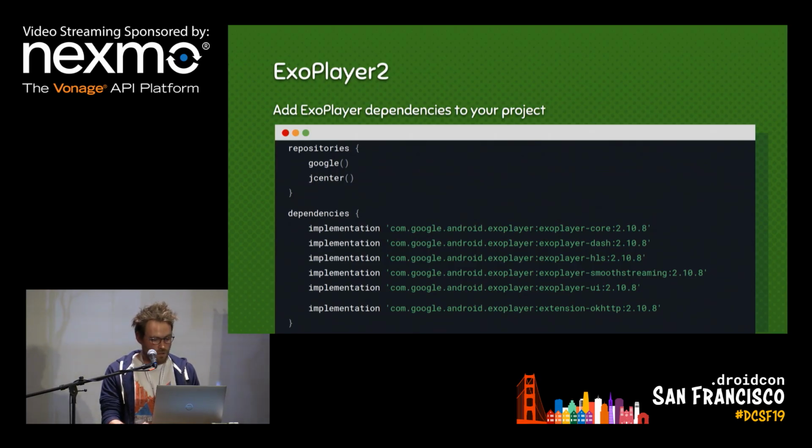And also the same for the extensions. It's normally the extension with the name of the extension. It has the same version number as the ExoPlayer library. Yeah, this is the latest version. It's 2.10.8. The next version will be 2.11, which will bring a lot of new features and bug fixes.